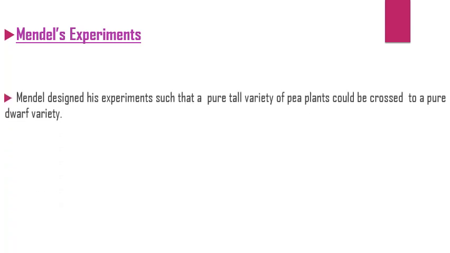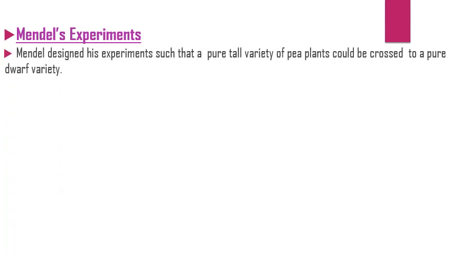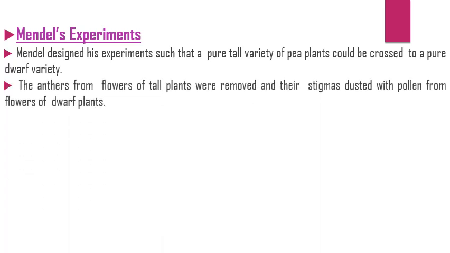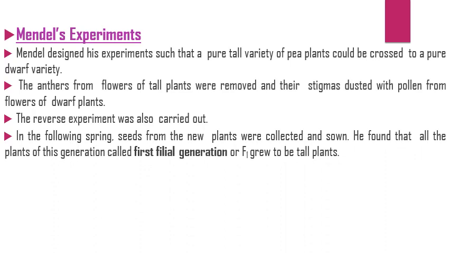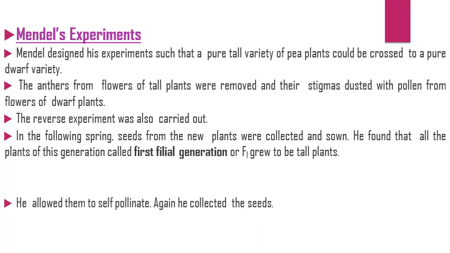Mendel's experiments. Mendel designed his experiment such that a pure tall variety of pea plant could be crossed to a pure dwarf variety. The anthers from flowers of tall plants were removed and their stigmas dusted with pollen from flowers of dwarf plants. The reverse experiment was also carried out. In the following spring, seeds from the new plants were collected and sown. He found that all the plants of this generation, called the first filial generation or F1 generation, were tall plants.